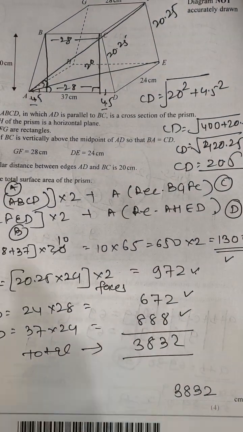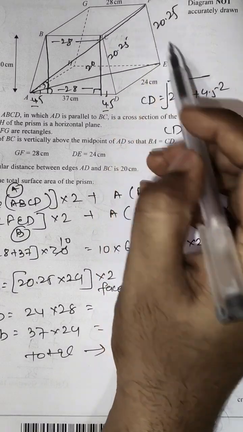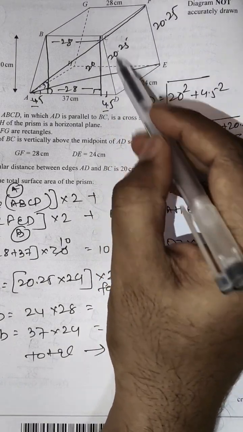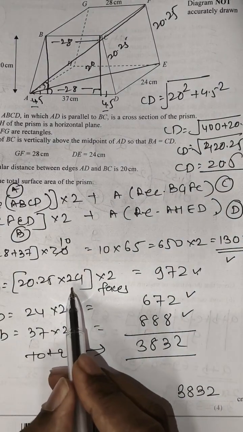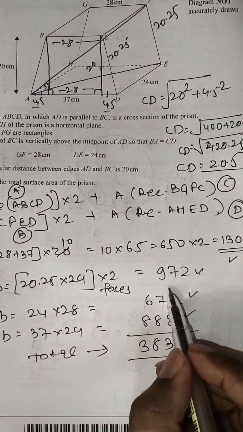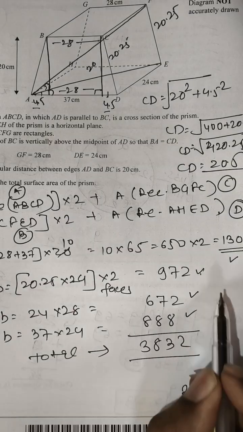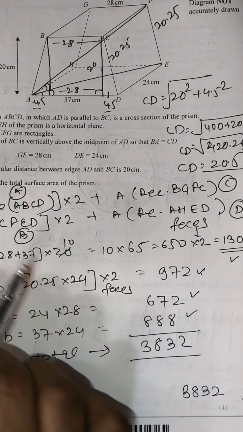Let's go to the next one. Then you get part B. What is part B? Rectangle CFED, correct? So CFED, I found 20.25 by Pythagoras theorem, and 24 I have. So 24 into 20.25 into 2 faces is equal to 972. I'm going to write here faces, correct? You should know why I multiply by 2 faces.